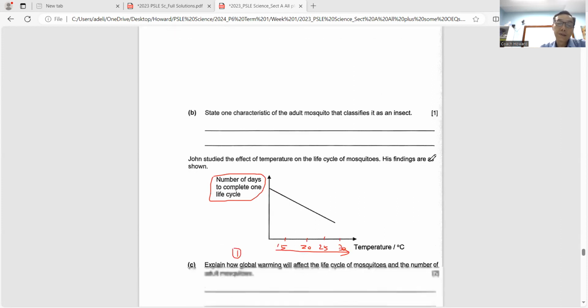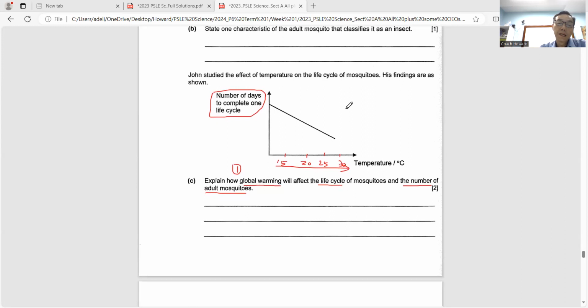So next, look at this table. John studied the effects of temperature on the life cycle of mosquito. His findings are as shown. So number one, they need to understand this part, the temperature in degrees Celsius, and the number of days to complete one life cycle. So these are the extra annotations which I teach students to make. So you can divide into 4 equal sections by putting 15, 20, 25, and 30 every 5 degrees interval.